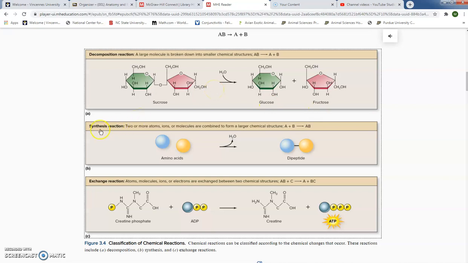The opposite of that is called a synthesis reaction. That's whenever you have two smaller molecules or atoms or ions, and they form bonds together and form a larger molecule or structure. An example used here was amino acids. Remember, those are the building blocks of proteins. If we have an amino acid here and an amino acid here, those are our reactants, and then we form a bond between them. Then we get a larger molecule here. They call it a dipeptide. So we get a larger molecule.